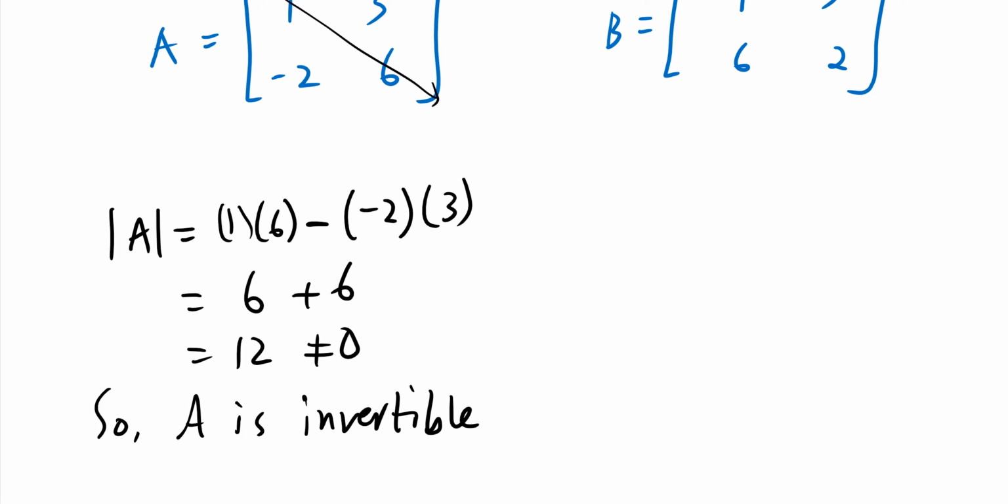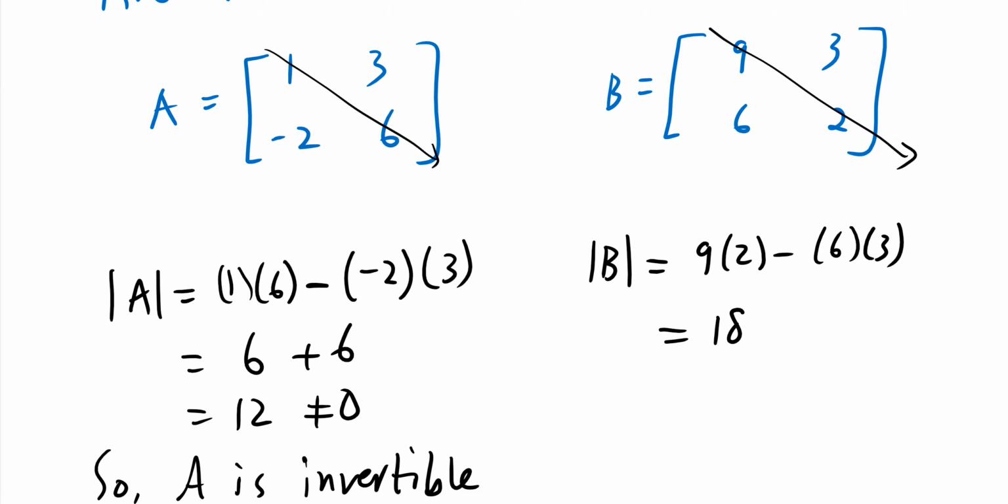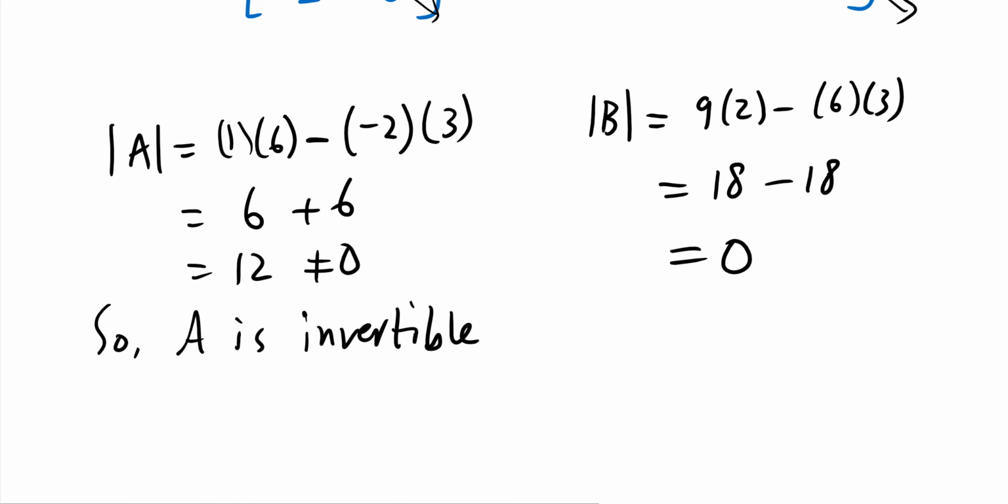For the other one, B, the determinant of B, you multiply this by this, minus 6 times 3. That gives us 18 minus 18, which is 0. Since the determinant is 0, then B is not invertible.